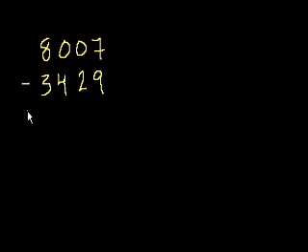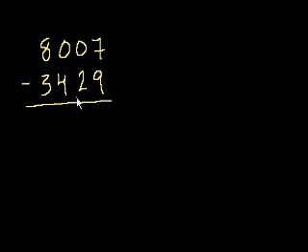So we have 8,007 minus 3,429. So how do we think about this? Well, 3 is less than 8, but all of these numbers are greater than the numbers above them, right? So we're going to have to do some borrowing.